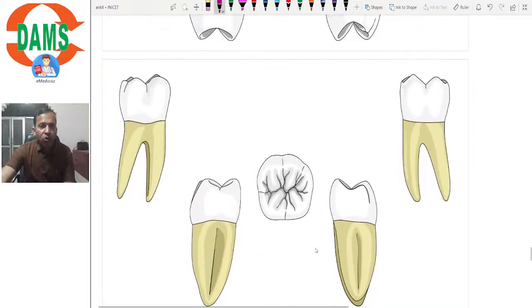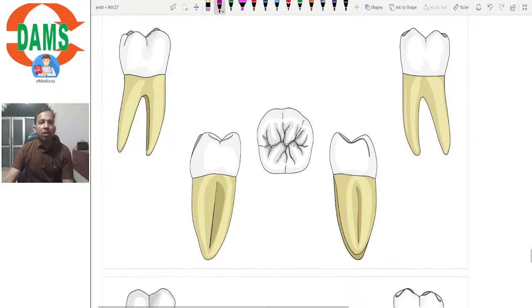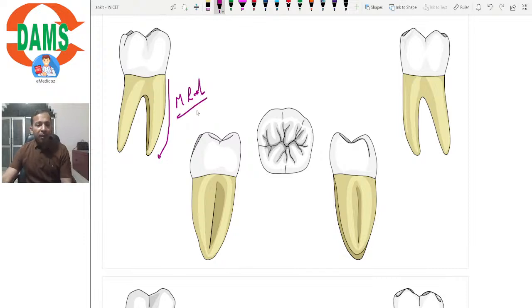So mandibular first molar, permanent mandibular first molar, right? This is the largest mandibular tooth, right? Largest mandibular tooth. And which is the longest molar root? It is the mesial root of mandibular first molar. The mesial root of mandibular first molar is the longest molar root, right?